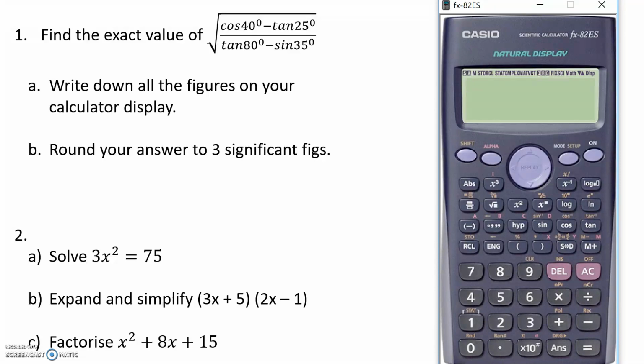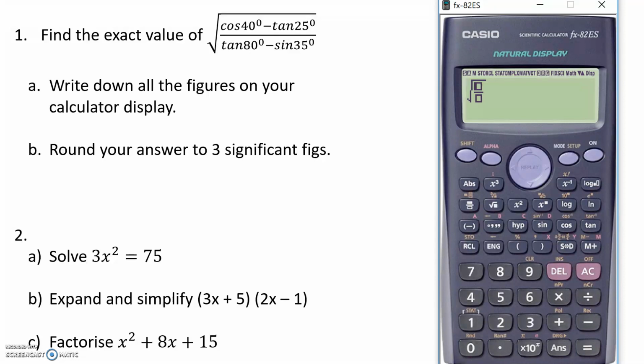Okay, next question. Find the exact value of the square root of cos 40 subtract tan 25 all over tan 80 minus sine 35. So get a school type calculator. It makes it so much easier. Okay, what are we going to do? We want square root. Let's go for that. Okay, we've got some sort of fraction inside that square root sign. So we'll choose the fraction button. Okay, what do we got on the top?